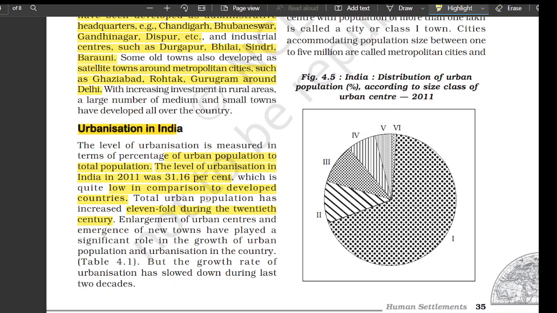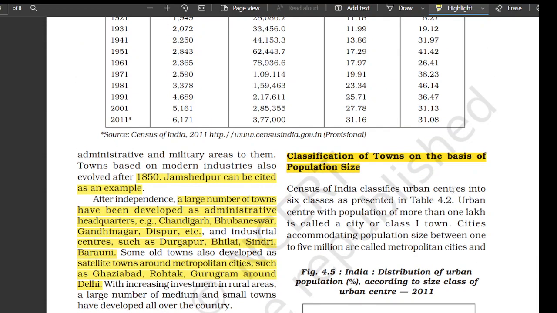But the growth rate of urbanization has slowed down during the last 2 decades. Classification of towns on the basis of population size. Census of India classifies urban centers into 6 classes as presented in table 4.2. An urban center with a population of more than 1 lakh is called a city or class 1 town.